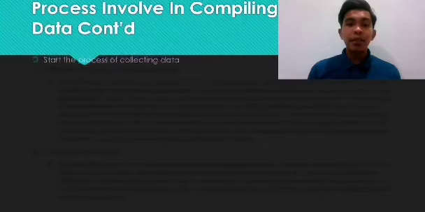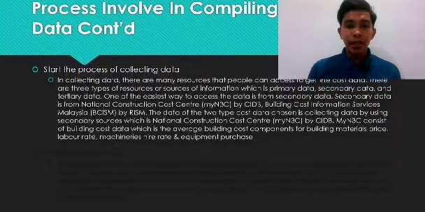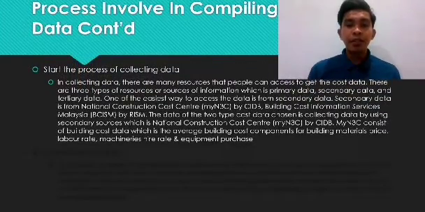Thirdly, start the process of collecting data. In collecting data, there are many resources that people can access to get the cost data. There are three types of sources of information, which are primary data, secondary data and tertiary data. One of the easiest ways to access the data is from secondary data. Secondary data is from the National Construction Cost Center by CIDB, and Building Cost Information Service Malaysia by RISM.